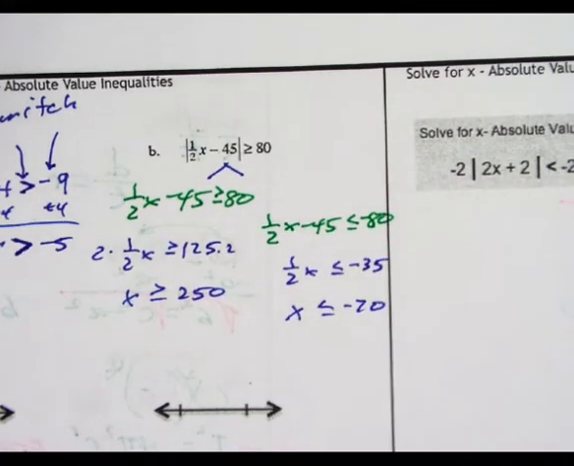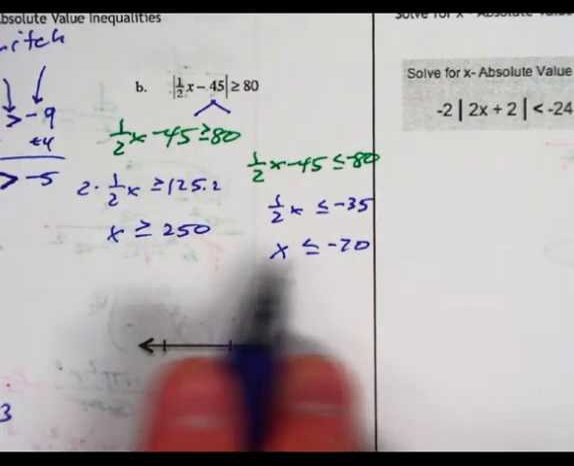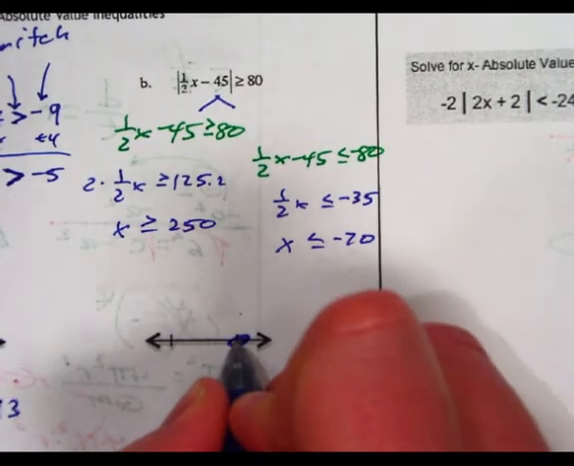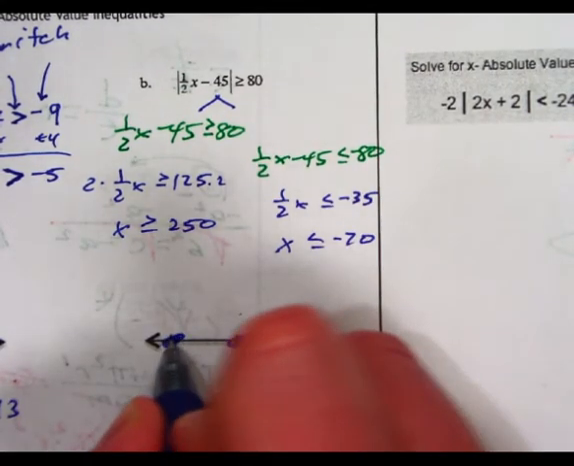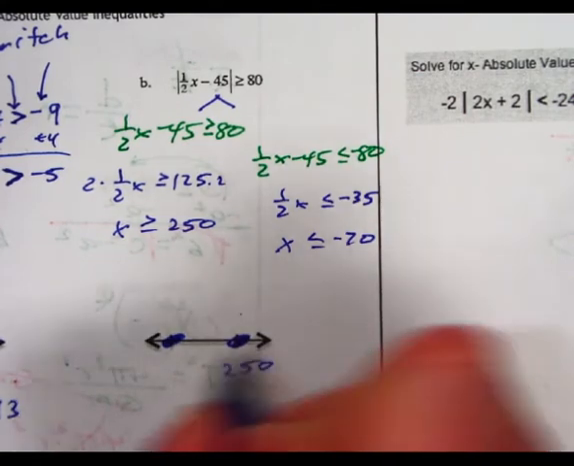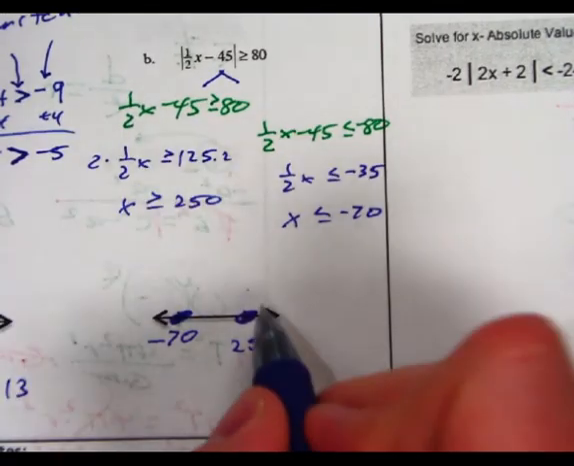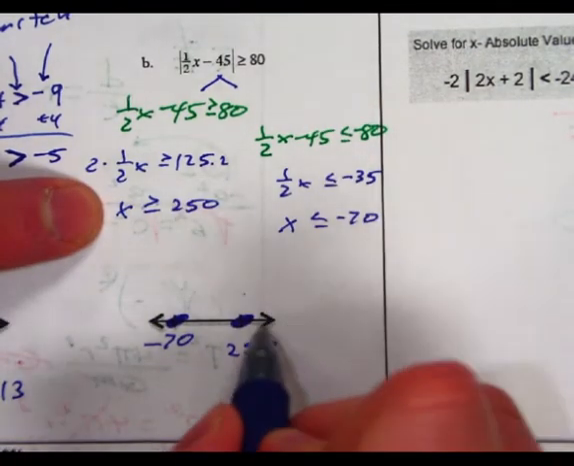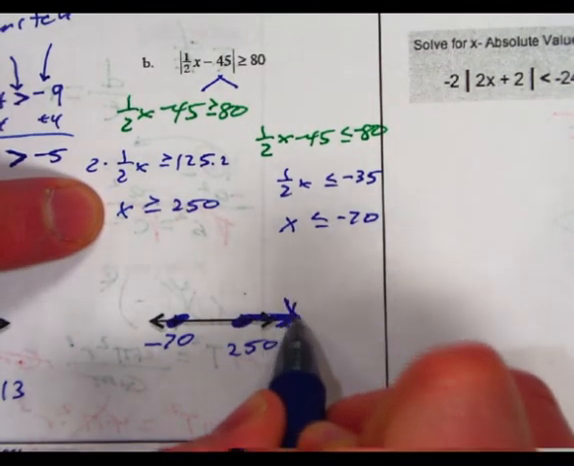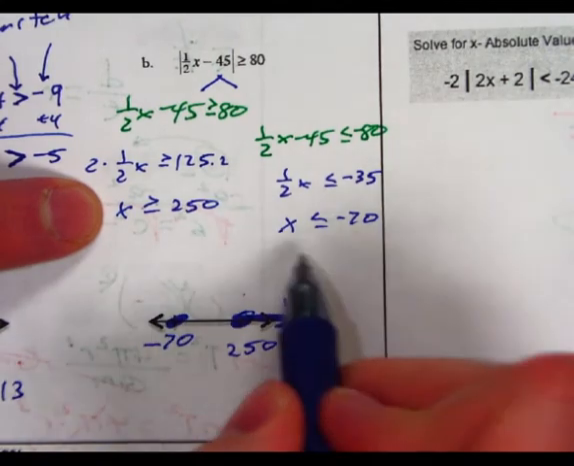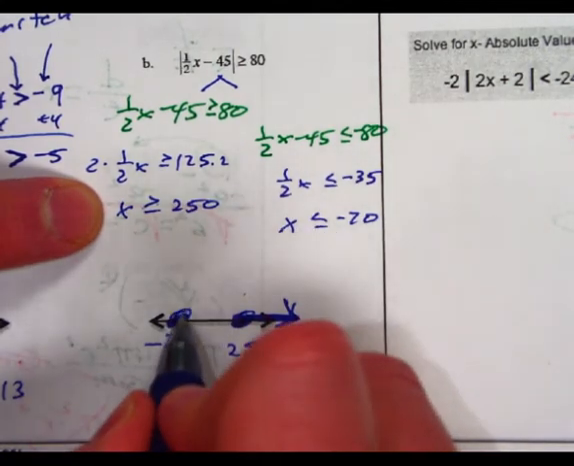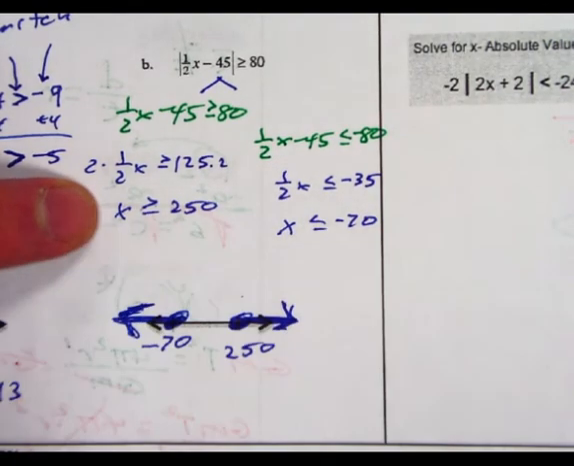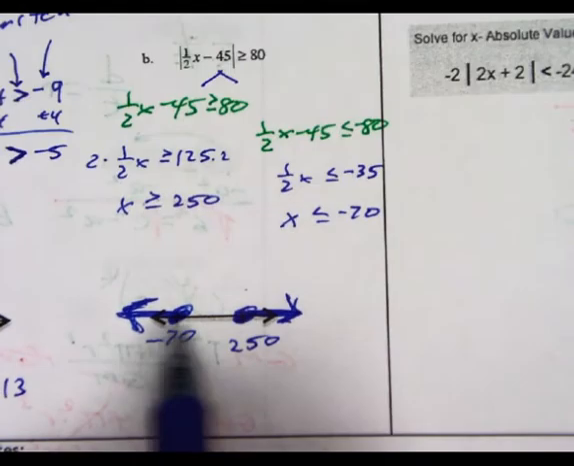Now watch. It's less than or equal to, and greater than or equal to. That's a closed dot. So I put a closed dot here and a closed dot there. This would be 250. This would be negative 70. And this one is greater than or equal to 250, so I'm going to shade over there. This one is less than or equal to negative 70, so it's telling me which direction to shade, and I do that. Now this is a split graph compared to this.